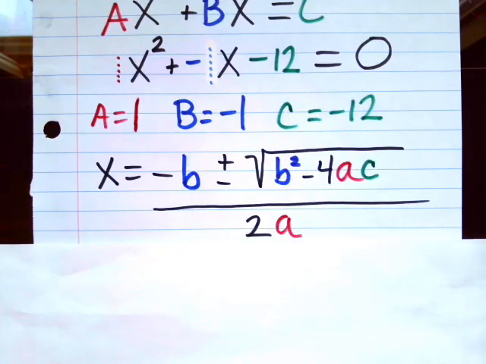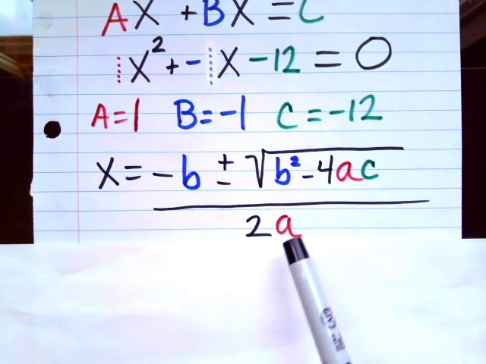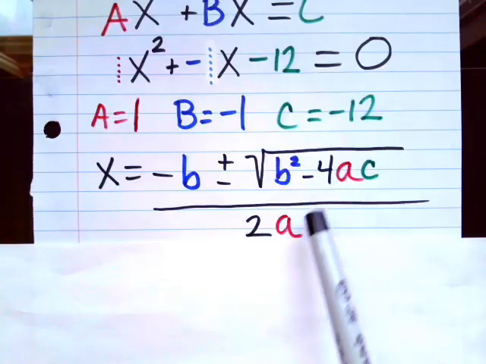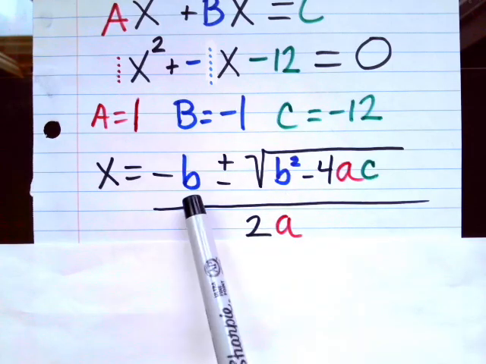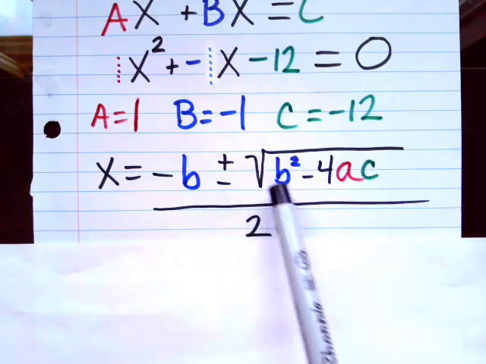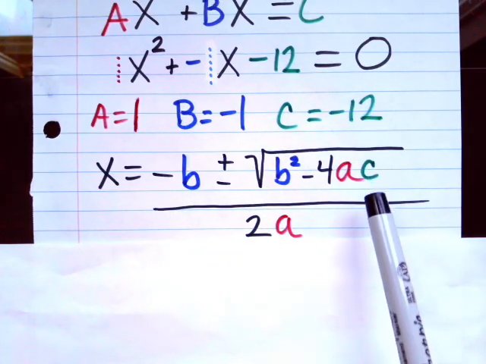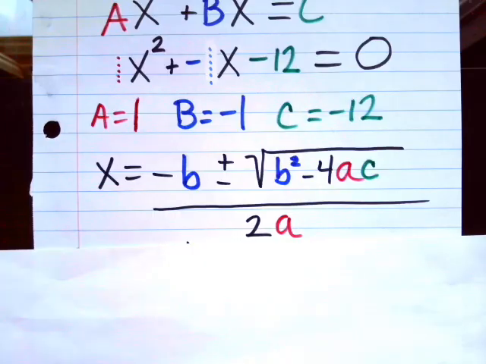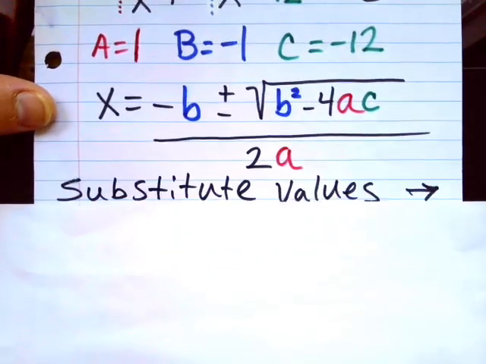Right? And here's the formula. Everywhere you see A in the formula, you're going to substitute a 1. Everywhere you see B in the formula, you're going to substitute a negative 1. And everywhere you see C in the formula, you're going to place that negative 12. Now I'm going to show you what that looks like here.